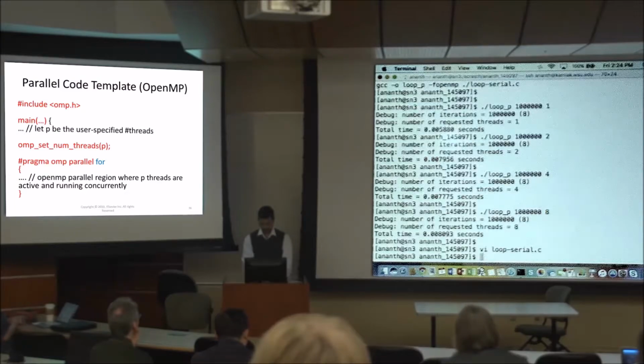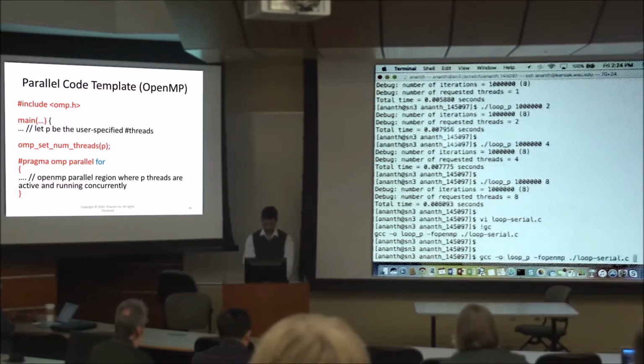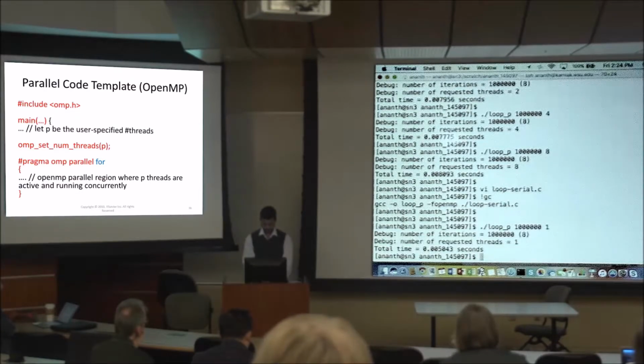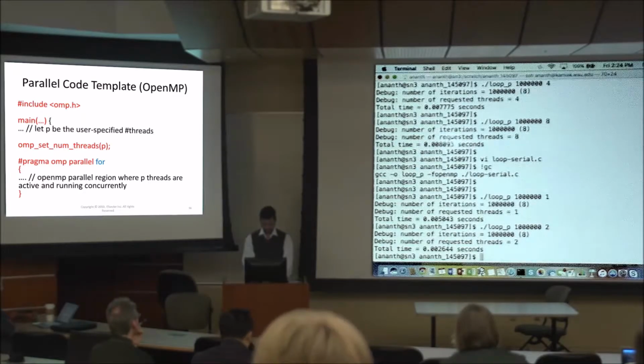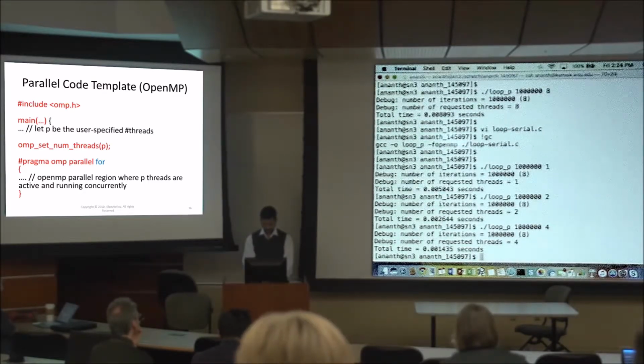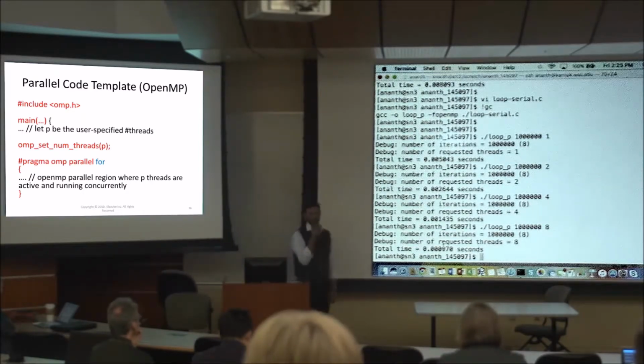Let's save this and compile it, and let's see what happens to the time. One thread is 5 milliseconds, 2 threads is 2.6 milliseconds, 4 threads is 1.4, 8 threads is 0.9. Time is decreasing, that's a good sign, right? Now we have to ask, is it good enough? Is it the best you can do? But time is improving.